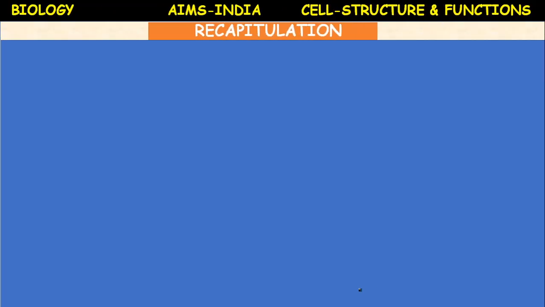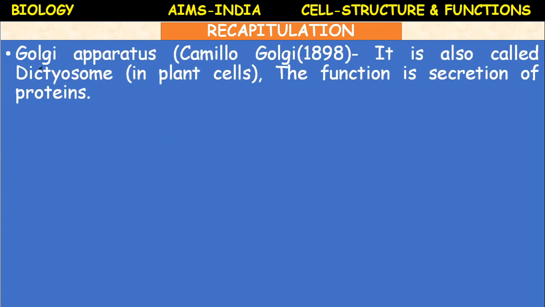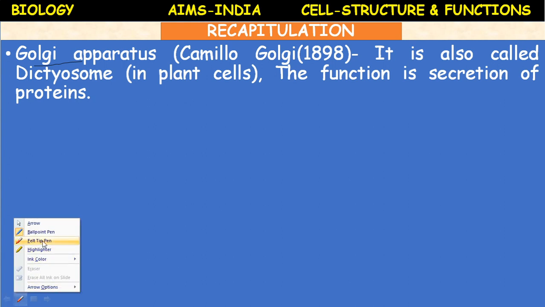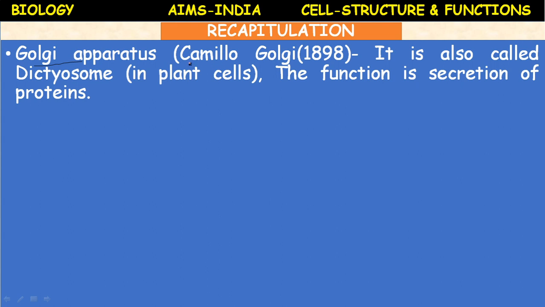And we also studied about Golgi apparatus. The Golgi apparatus was discovered by Camillo Golgi in 1898, and it is also called a dictyosome. Please note down, children, some important terms which we didn't come across in the textbook. Golgi apparatus is also called a dictyosome, particularly in plant cells. The function of Golgi apparatus is secretion of proteins.